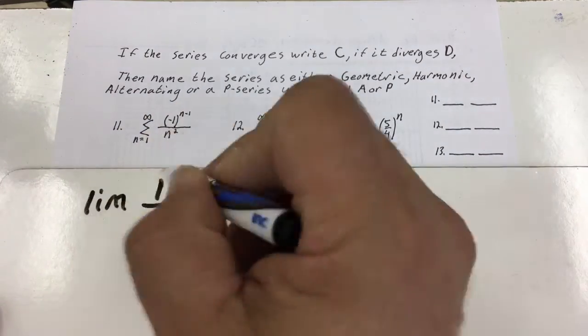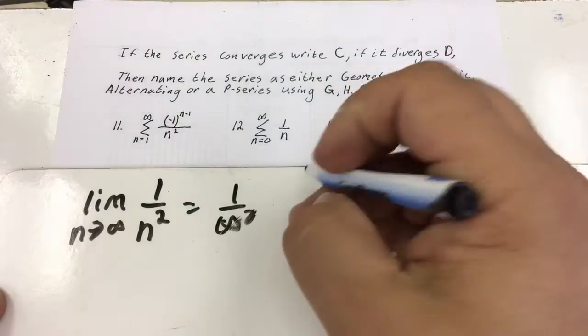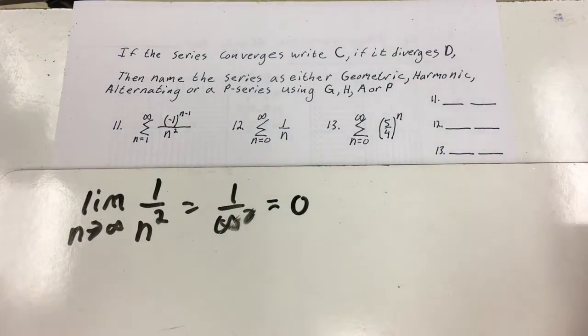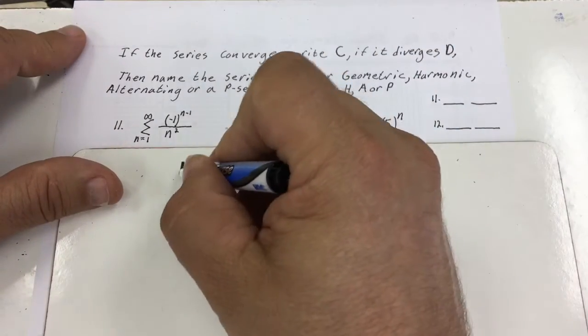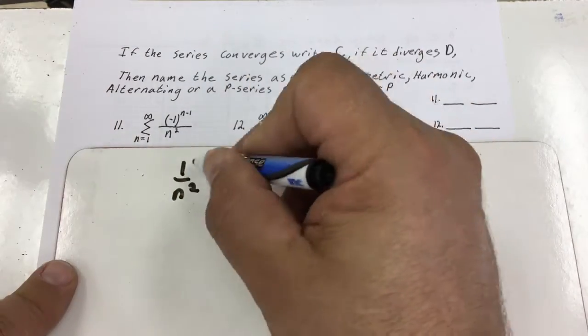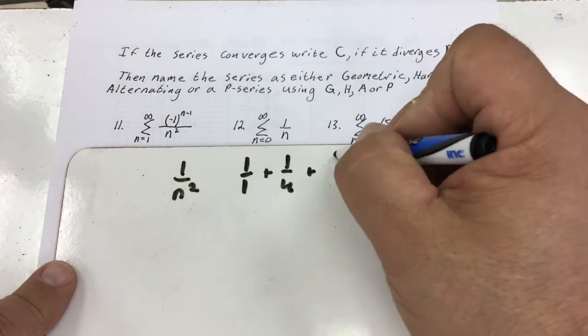So the limit as n goes to infinity is going to equal 1 over infinity squared, which, lo and behold, is going to equal 0. So the limit does equal 0. And that's beautiful. Now all I need to do is show that they get smaller. So that's going to be 1 over n squared. When I plug in a 1, that's going to give me 1 over 1. When I plug in a 2, that's going to give me 1 over 4. When I plug in a 3, that's going to give me 1 over 9.